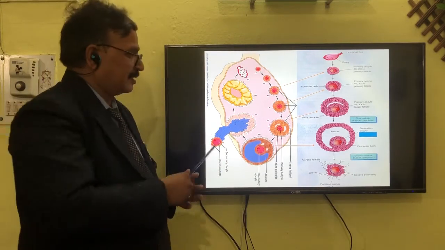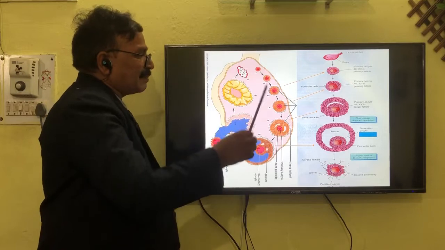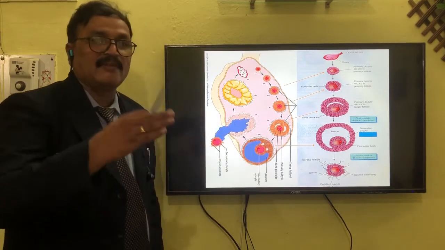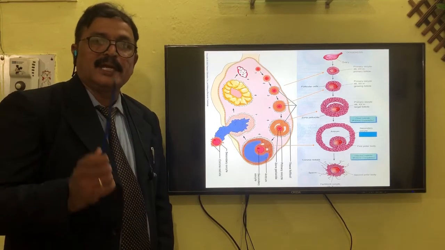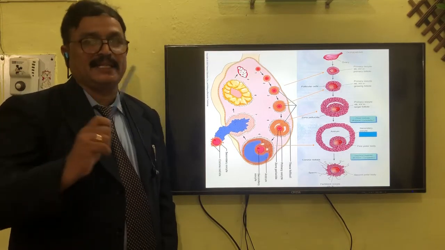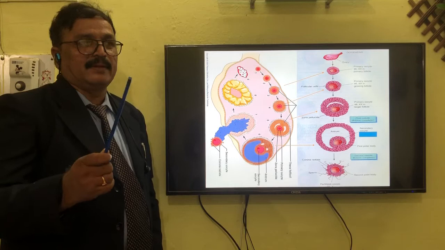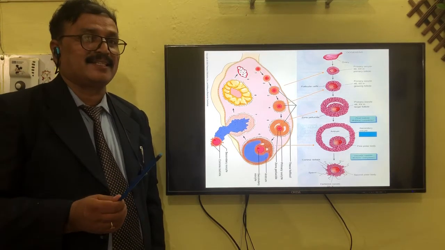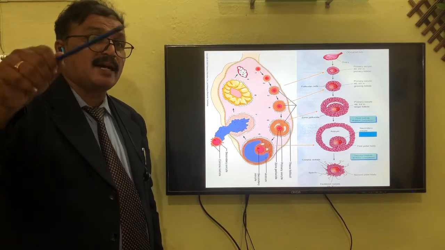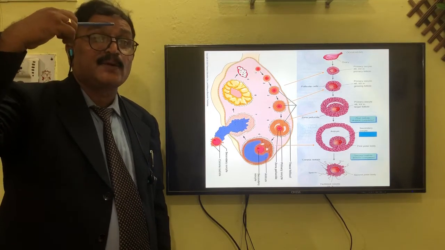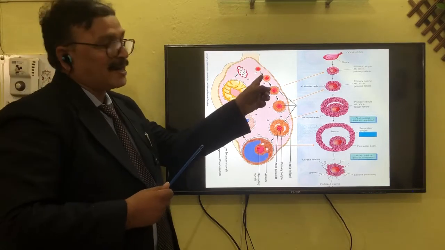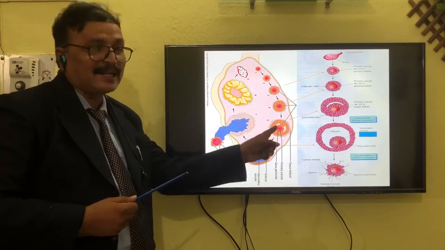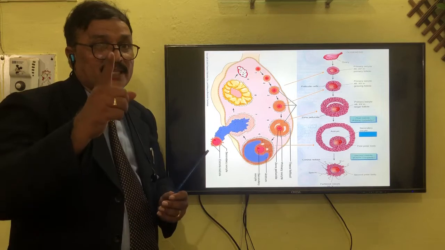My dear children, this development, see, at the time of birth, the female baby is having this stage. After birth, at a particular age, we attain puberty. At that time, some hormones like follicle stimulating hormone, FSH, released by the anterior lobe of pituitary, stimulate this follicle to take further growth. It becomes secondary, tertiary under the influence of FSH.